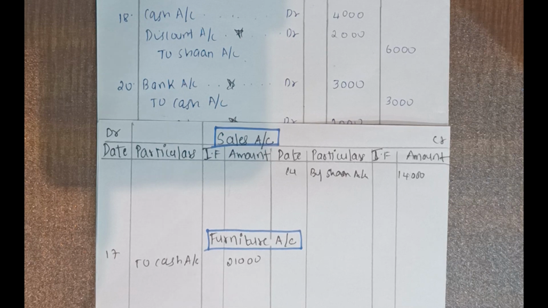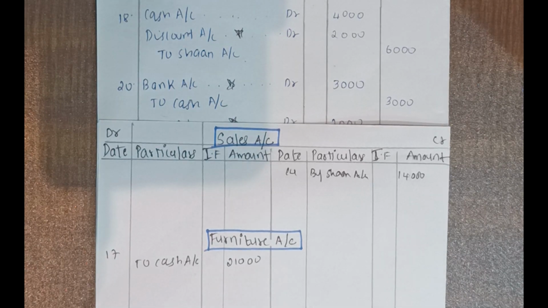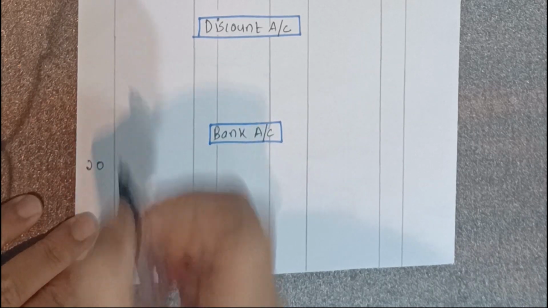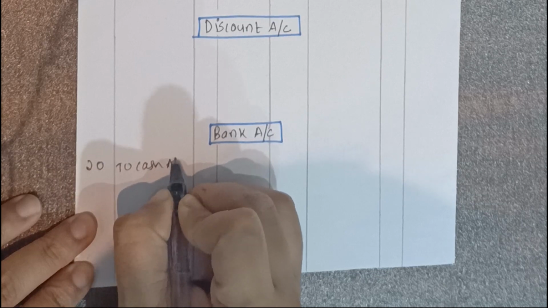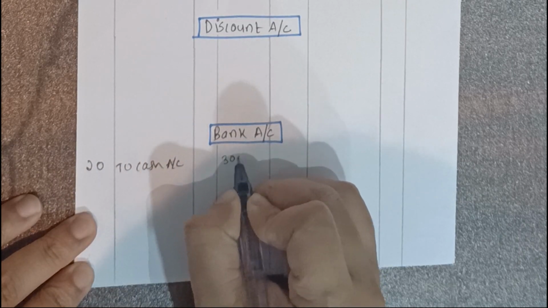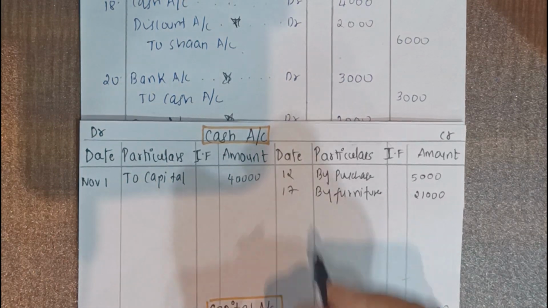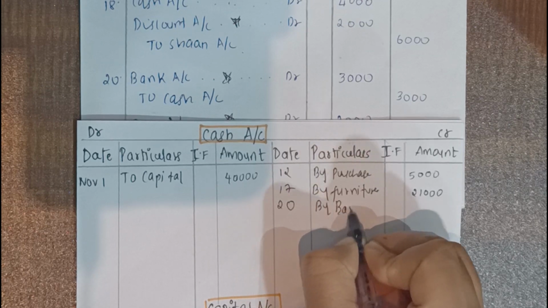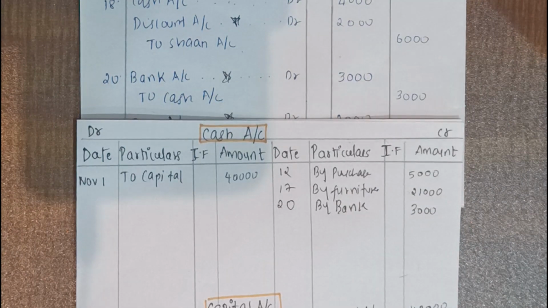So let's start with our sixth transaction, that is bank account debit to cash account. Now as bank account is debited, here we first write the date, that is 20th, and we'll write to cash account and the amount is rupees 3,000. And on the credit side of the cash account, we will record it as date, by bank, and the amount is rupees 3,000. So we are done with this transaction.